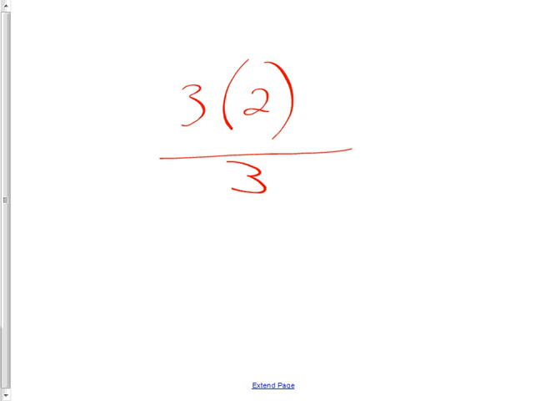Can I cancel those 3's? Yep. You get how 3 times 2 is 6 over 3. 6 over 3 comes out to 2, right? A lot faster to go like that. How come I can cancel when it's like that? Because when it's multiplying, you can cancel. When they're adding, you cannot cancel. All right?